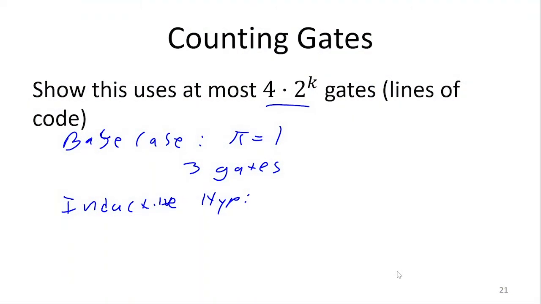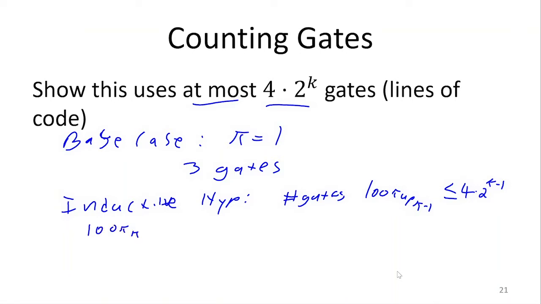Our inductive hypothesis says, let's assume the number of gates for lookup sub k minus 1 is going to be less than or equal to, at most, 4 times 2 to the k minus 1. So we're going to assume that this is true, and then what I'd like to do is show that the number of gates for lookup sub k is less than or equal to 4 times 2 to the k. Sorry, forget the minus 1. So that's what we'd like to do.